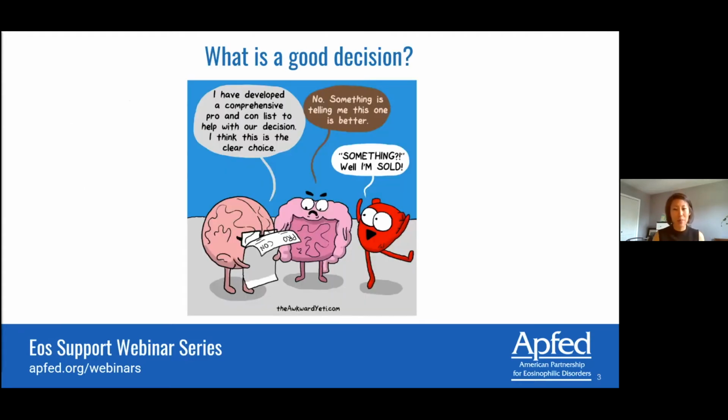So I want to open up by thinking about what makes a good decision. This cartoon really captures that decision-making struggle when you're faced with really any choice in life. While the brain is spending all this time making detailed lists about pros and cons and comparing, you've got the gut and the heart just telling you something totally different. And if you're like me at all, this rational list-making part of me is often at odds with my feelings, right?